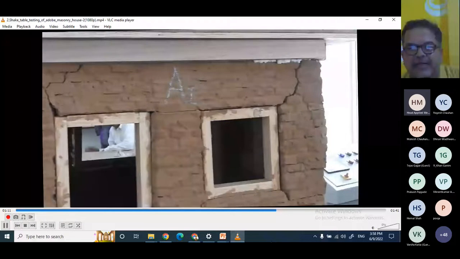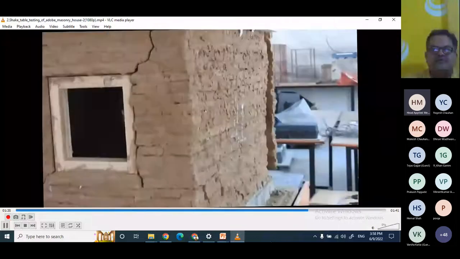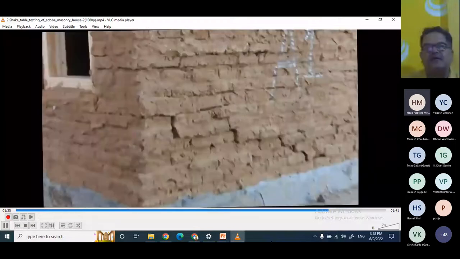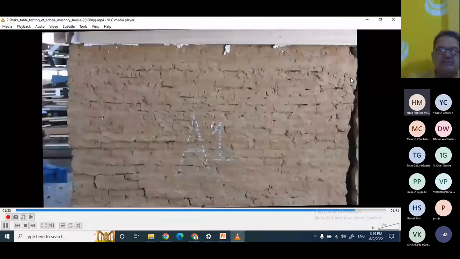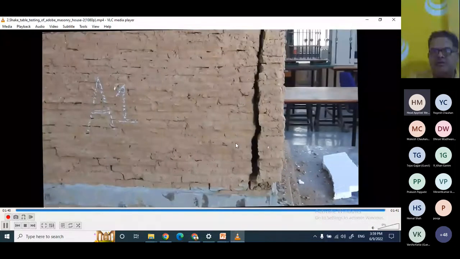Again, with this X type of cracking, the shear failure has taken place, and if you still continue the experiment, what will happen? You see here, you have poor masonry work at the joint. You must have good masonry work. Here the masonry work is very poor, and because of that it fails.